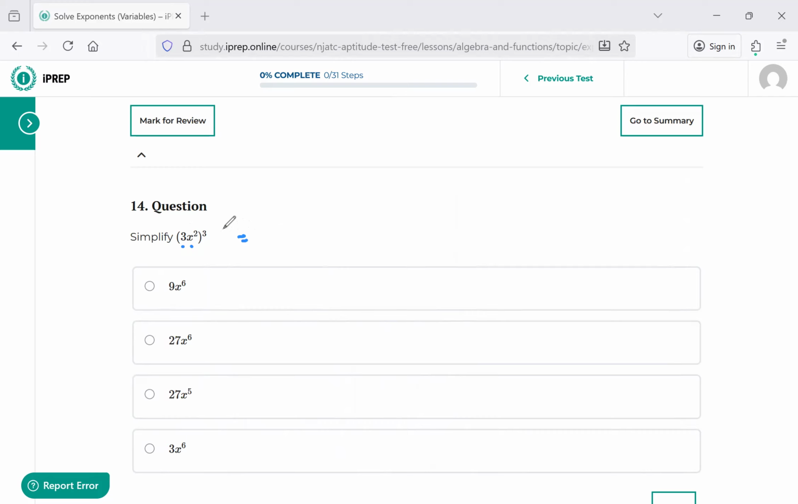A lot of students forget they don't raise the 3 to the third. This is still part of your problem. So what's 3 raised to 3? This has an invisible power 1, so 1 times 3 is 3, so that's like 3 to the 3. And then what about the x? That's x squared raised to 3, that's x to the 6. Put it all together, what's 3 times 3 to the third? 3 times 3 is 9, 9 times 3 is 27. You get 27x to the 6. So this one.